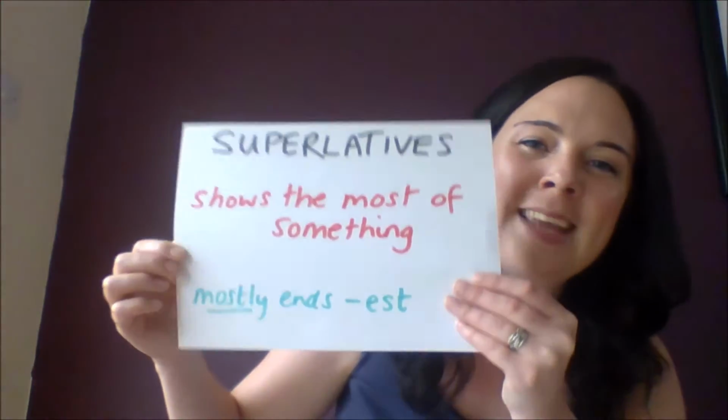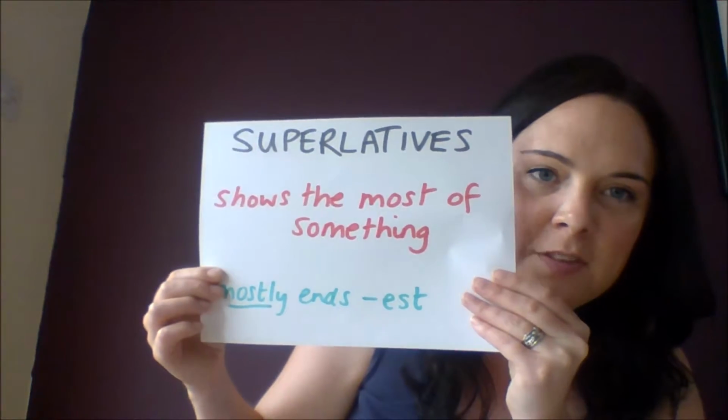Superlatives, remind the children not to say superlatives. I made that mistake many times growing up. Superlatives show the best of something. So for example, closest, longest, shortest. And as you can see, these superlatives end in -est.